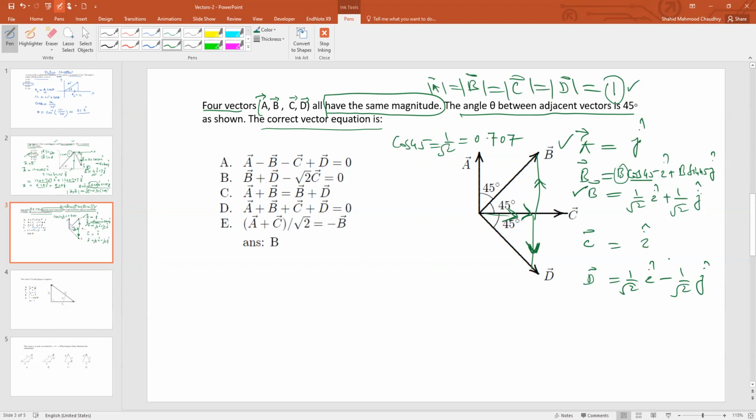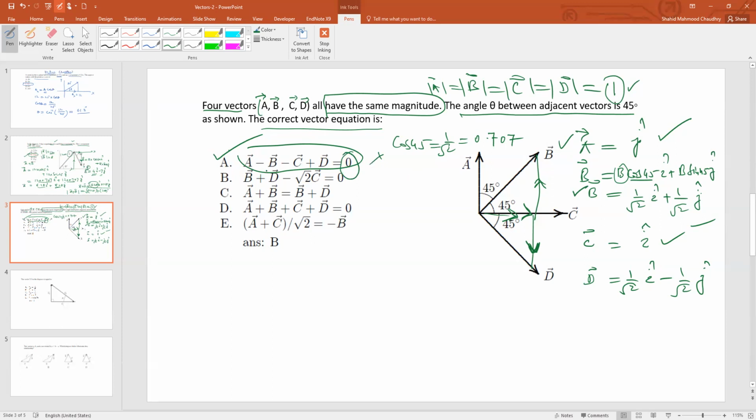Now these are our vectors in ij form. So what will we do? We will take the first equation. Suppose we are taking this equation. If we solve this equation and we get the answer 0, then it means this is the correct answer. If it is not 0, then it means it is a wrong answer. This is the way.